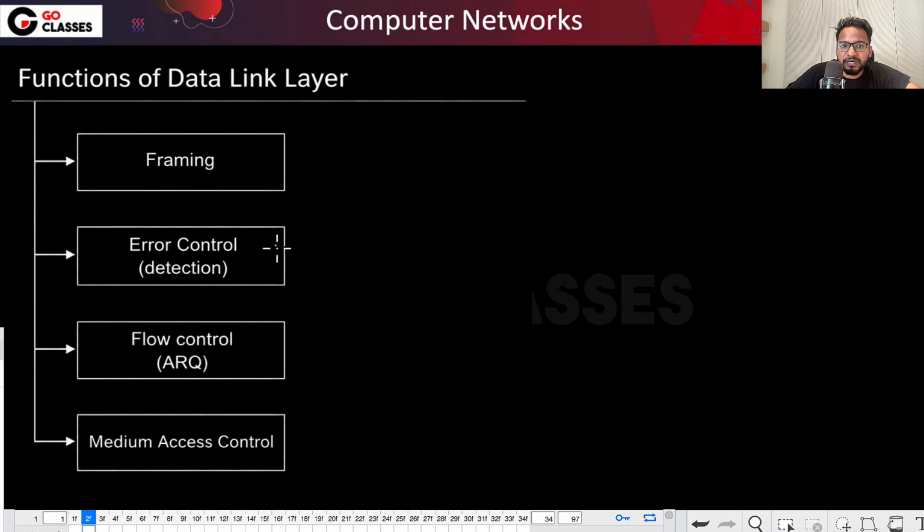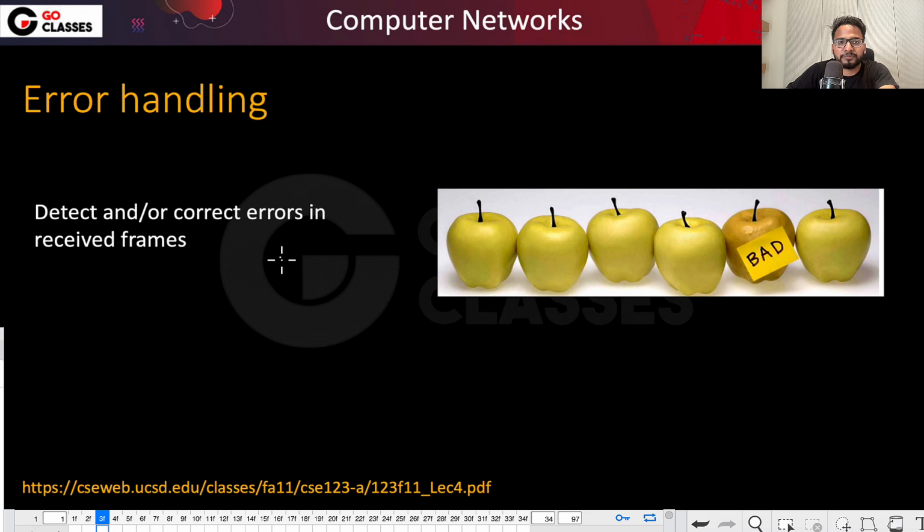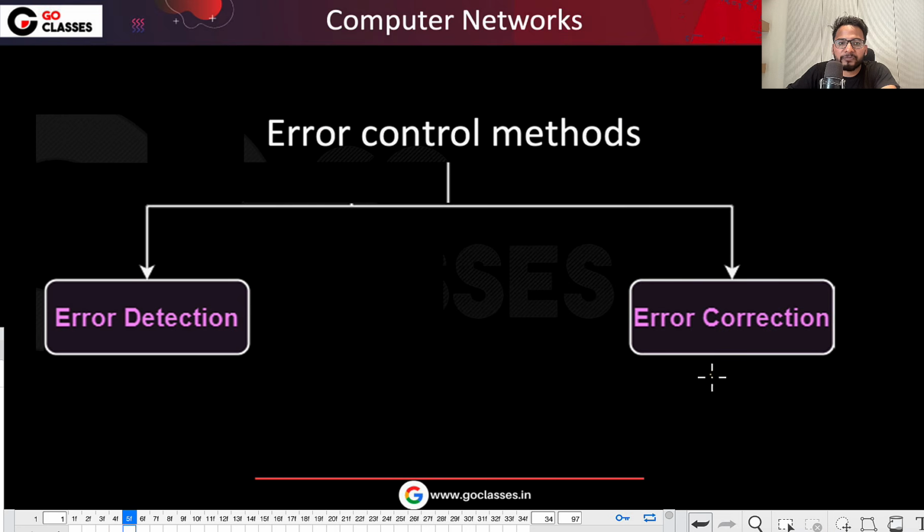The second functionality, apart from framing, since framing is done, is error detection and correction. Let's see what this means. Basically, we want to detect if there is any error in the data transmission, which means suppose we are sending the data and some bit gets flipped, then we want to detect whether there is some error or not.